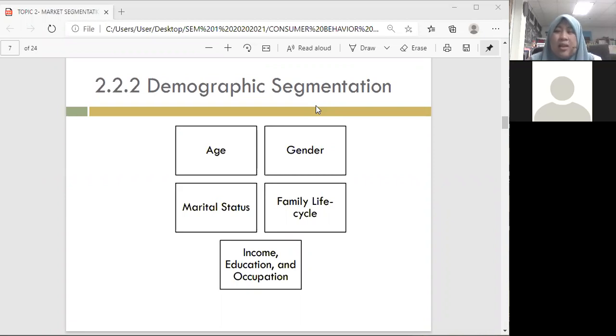Okay, why they said so? Number one, because the higher education you have, the higher the income, and you will get a good occupation, a good job. It depends, but this is mostly the theoretical basic that we should know. When you have good education, you will get a good occupation, and you will get a good income.